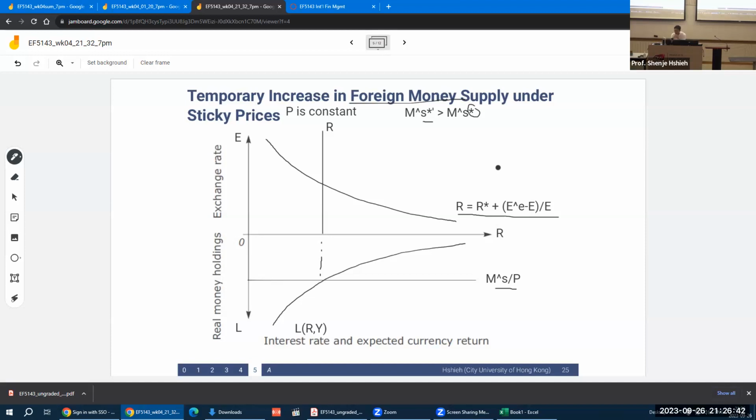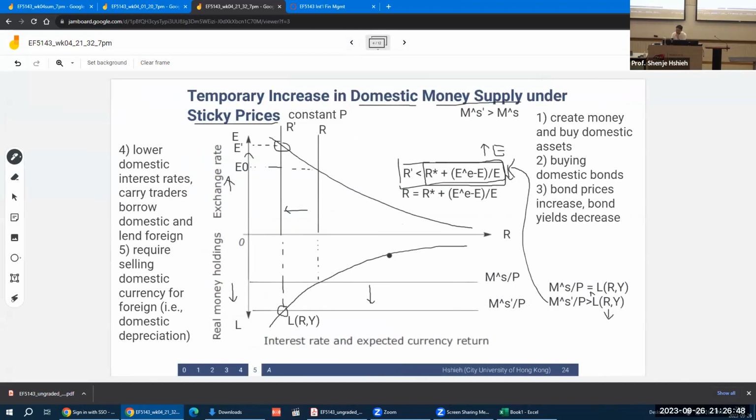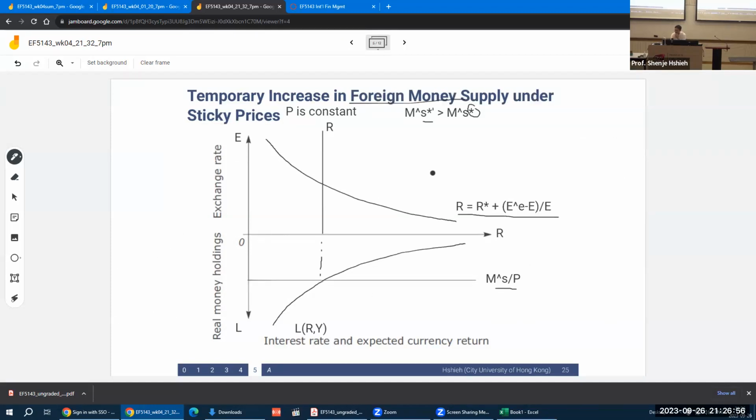So if the US decides to increase money supply, as we analyzed here, right? If they increase money supply, they're going to have a new R. But since we're not the US, we're China, then it's not going to be our R, it's going to be their R, which is our R star. Is that clear?